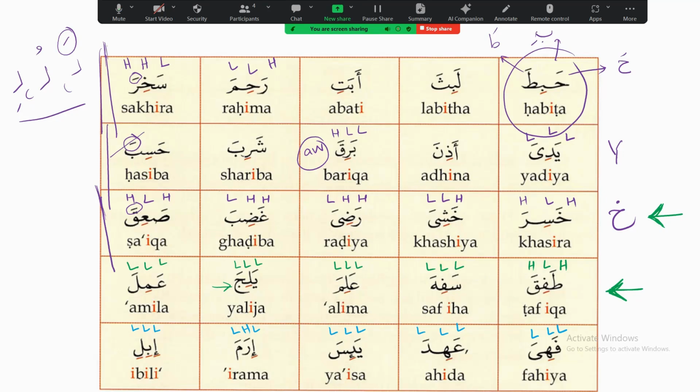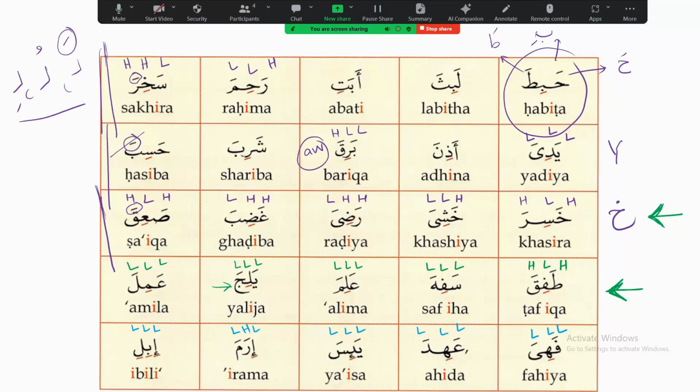The first one is fa, hi, ya, all the three alphabets light. Then we have ahida, ahida, right? Ahida, all three again, light. Then we have ya isa, e. Hamza is actually sharp, right? With a sharp sound. E, ya isa. The next one is iroma, ro, iroma. And then we have ibili, ibil, like this. Fahiya ahida ya isa iroma ibil, like this.